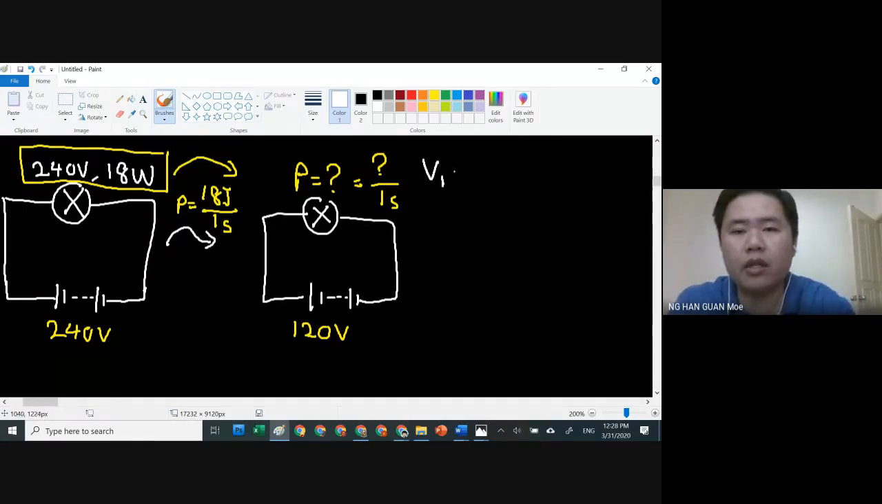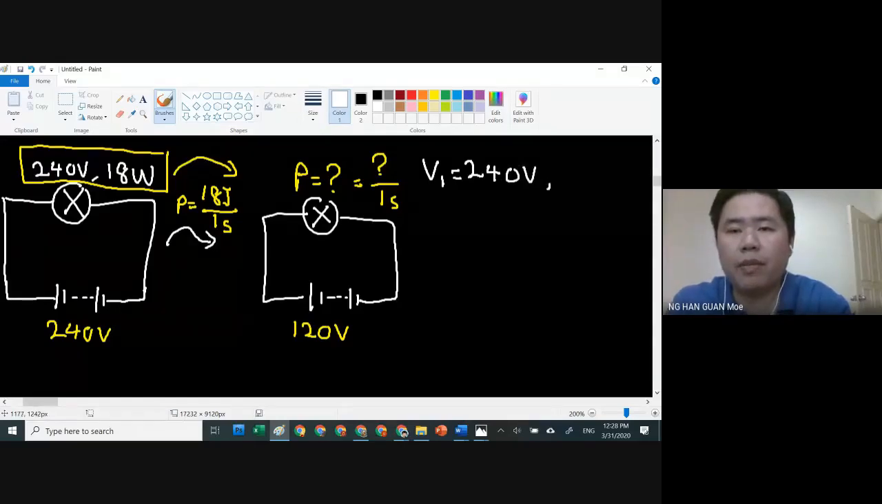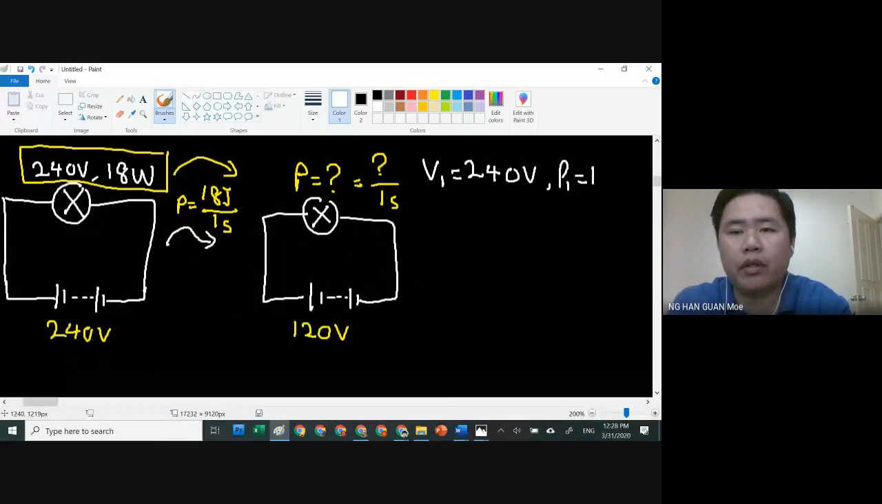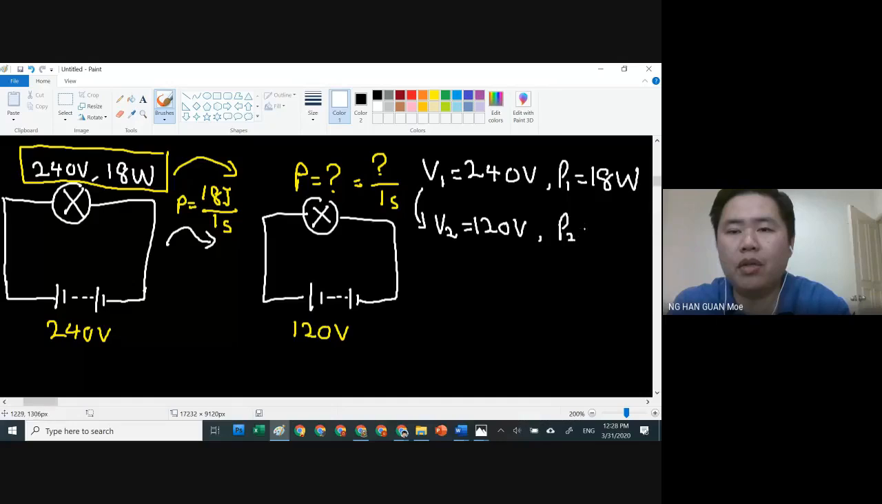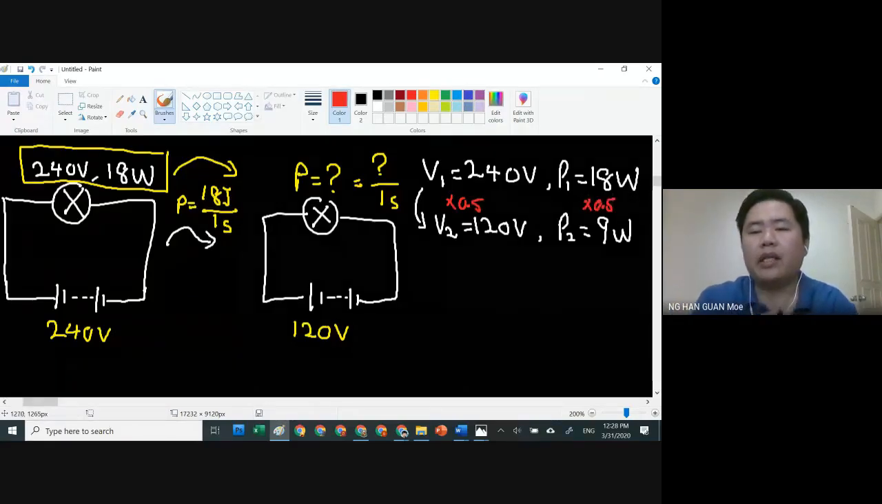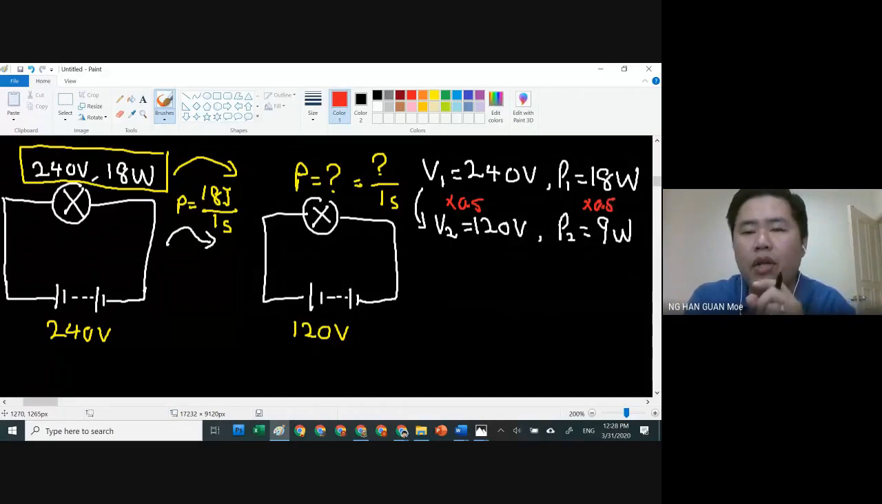So now you see, you get the answer 9 because when V1 is 240, you get P1 equal to 18 watt. After that, when it reduces to V2 of 120, you straight away thought that P2 equals 9 watt. Because you thought it is multiplied by 0.5 here and also multiplied by 0.5 here, that they are linearly proportional.